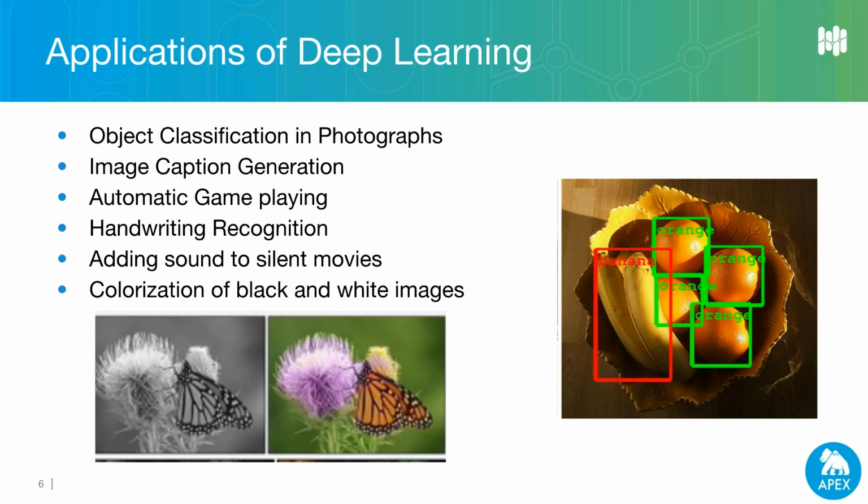Then image caption generation. Facebook has this feature: when you post a picture, it will analyze it and produce a text representation. For example, if your picture has a window and beautiful mountains outside, it will write something like a window overlooking beautiful mountains. So Facebook uses deep learning for such things. It can be used for automatic game playing, handwriting recognition, adding sound to silent movies, which is as good as lip recognition. Google has a product which uses deep learning libraries to do lip recognition, colorization of black and white images, and there are many more if you would like to see.